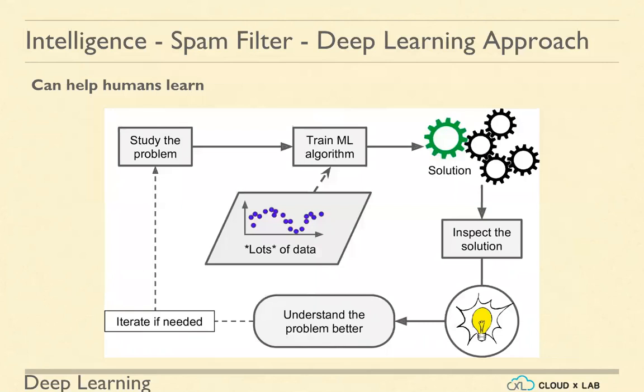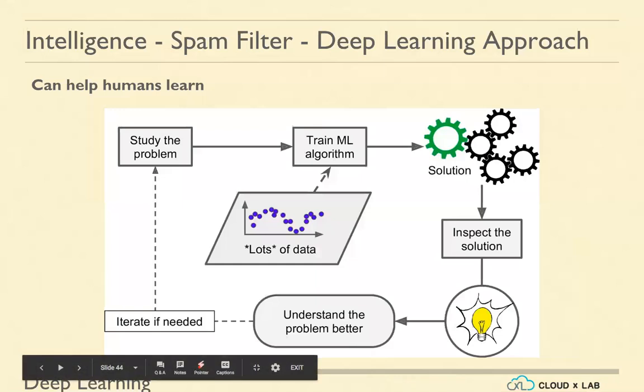it is deciding upon this spam. So we study the problem, we train the ML algorithms, we get the solutions, we inspect the solution, and then we get the results. And using that model, we can also understand the problem better, and we can iterate further. All right, so that was the difference between the classic approach and the machine learning approach.